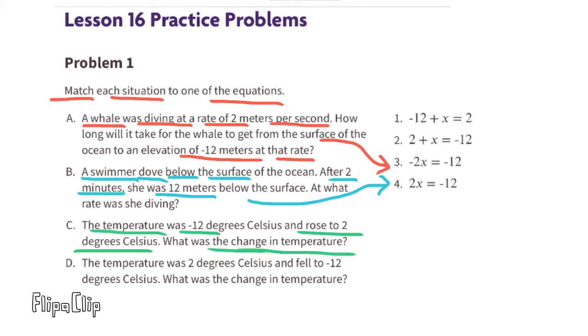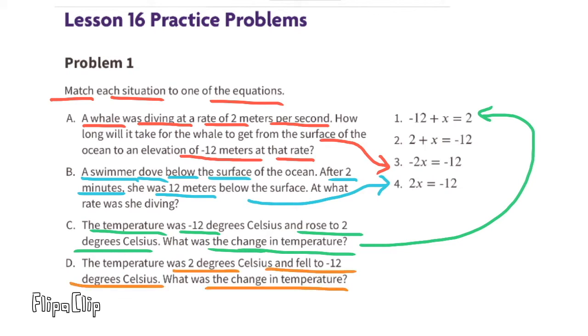C. The temperature was -12 degrees Celsius and rose 2 degrees Celsius. What was the change in temperature? We're looking for an equation that represents a temperature being -12 degrees and then increasing an unknown amount to become 2 degrees Celsius. Situation C is a perfect match with equation 1.